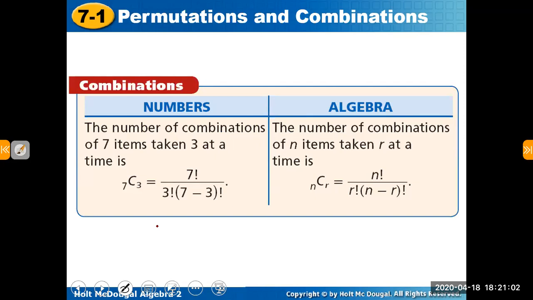So consider the number of combinations of 7 items taken 3 at a time. Before, we did 7 items taken 3 at a time using permutation, but here it is combination: 7 factorial divided by (7 minus 3) factorial, which is from the previous, and also multiplied by 3 factorial in the denominator. So the formula is changed. nCr is n factorial divided by r factorial multiplied by (n minus r) factorial. This is the formula for combination.